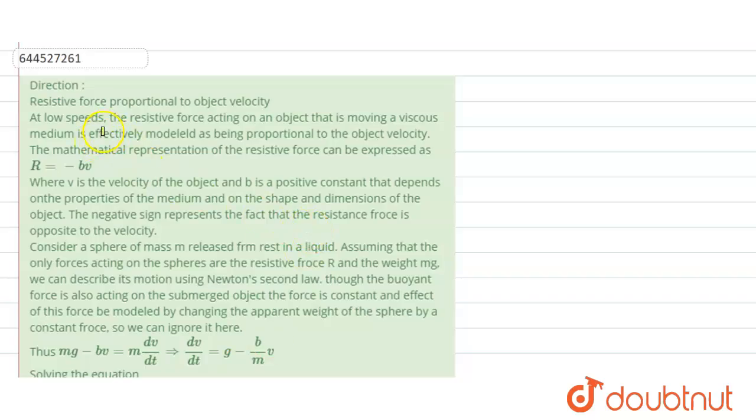Hello everyone, let us start with our question. So this is a passage-based question which we have already done one of the parts of. Now it is given that resistive force is proportional to the object velocity. So if the object velocity is more, resistive force would be more. And the resistive force is opposite to the velocity. That means if, for example, velocity is in the x direction, then resistive force would be in the minus x direction. So negative indicates that the resistive force is opposite to the velocity.